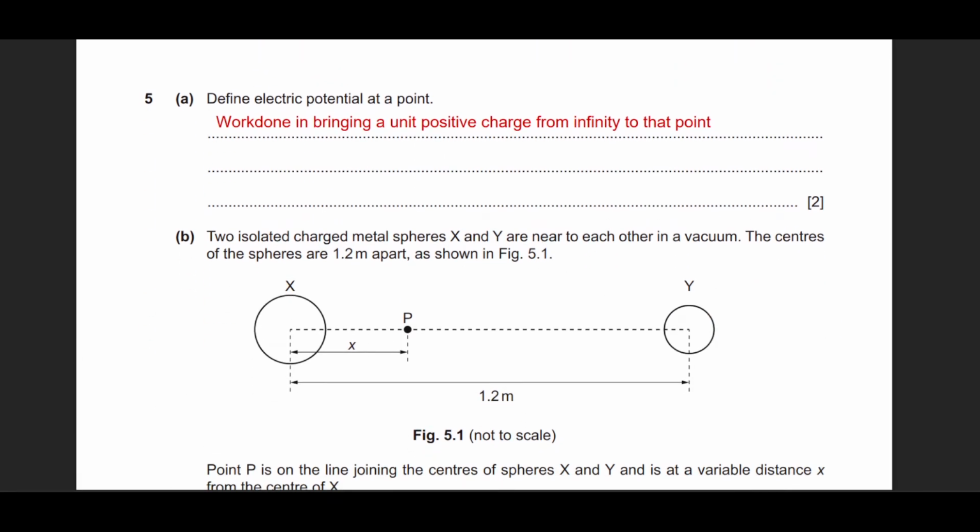Question number 5 says electric potential, a very old and very repeated definition. Work done in bringing the unit positive charge from infinity to that point is called electric potential. And the formula for electric potential V is equal to Q divided by 4 pi epsilon naught R. I'm sure we're familiar with that.